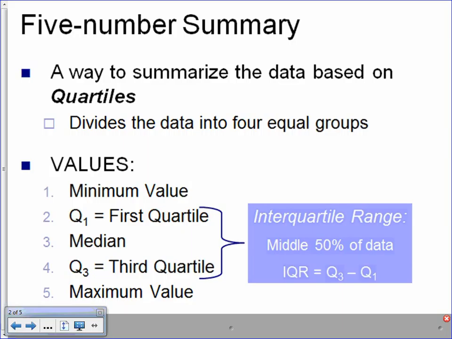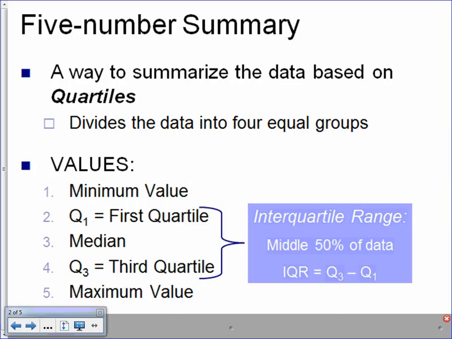So the final value is the maximum, and those 5 numbers break up our data into 4 sections. Okay, 2 sections within the box, and then the whiskers on the outside of the box. And each section of the box and whisker plot represents 25% of your data.